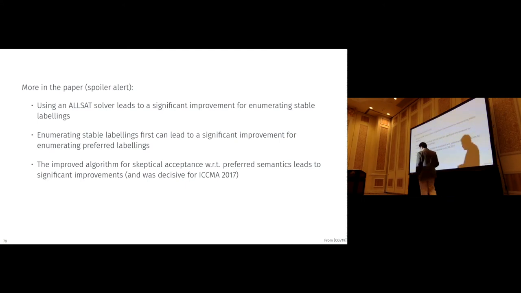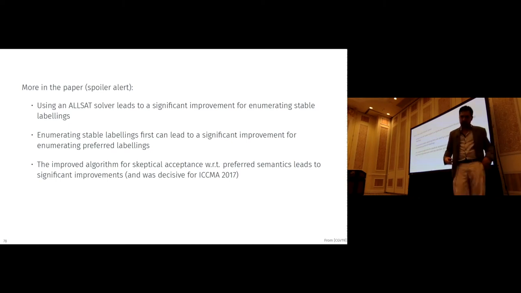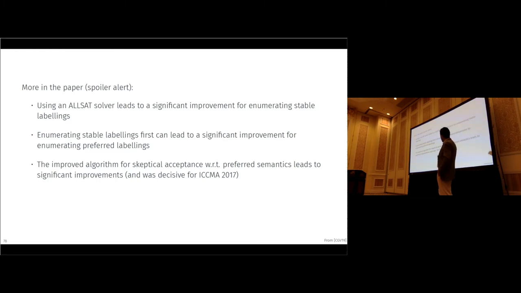In the paper, there is much more. So if you are interested in the domain of SAT-based solvers for abstract argumentation, there is much more information there, including the fact that using a null SAT solver leads to significant improvement for enumerating stable labelings. And enumerating stable labelings first can lead to a significant improvement of enumerating preferred labelings.